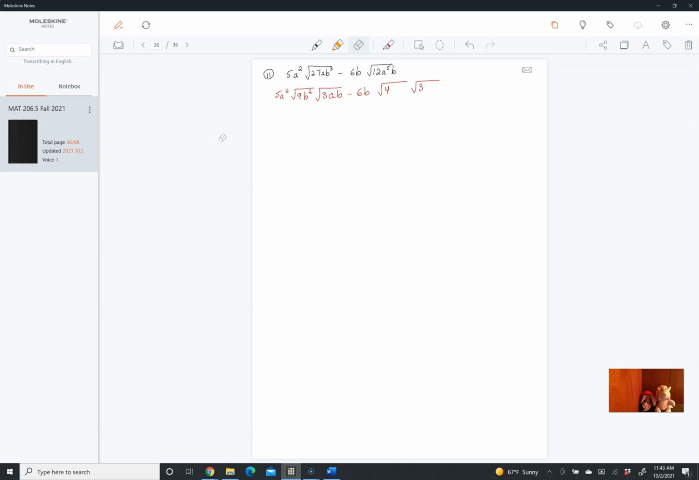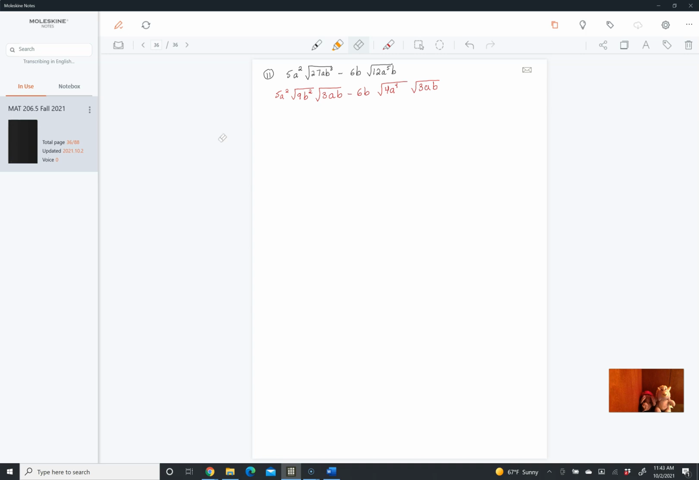a to the 5th. Well, 5 isn't divisible by 2, but 4 is. So a to the 4th is going to go under the first one. What's left over? 1a is left over. And then b has an exponent of 1 that's not divisible by 4. It's less than the index. The whole thing has to go under here.